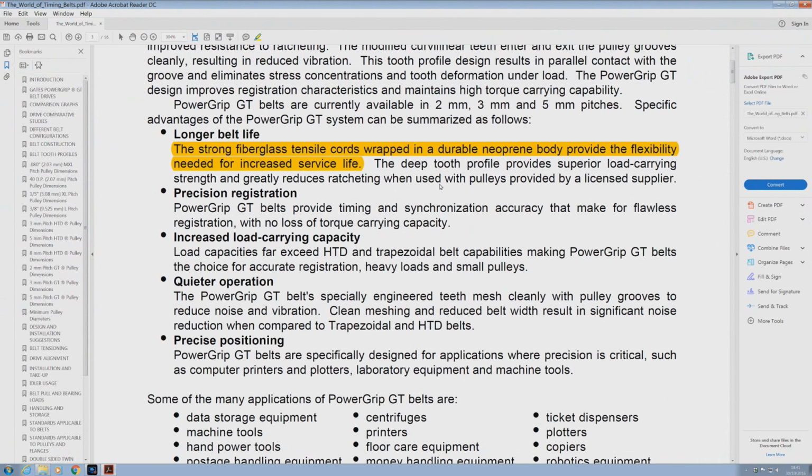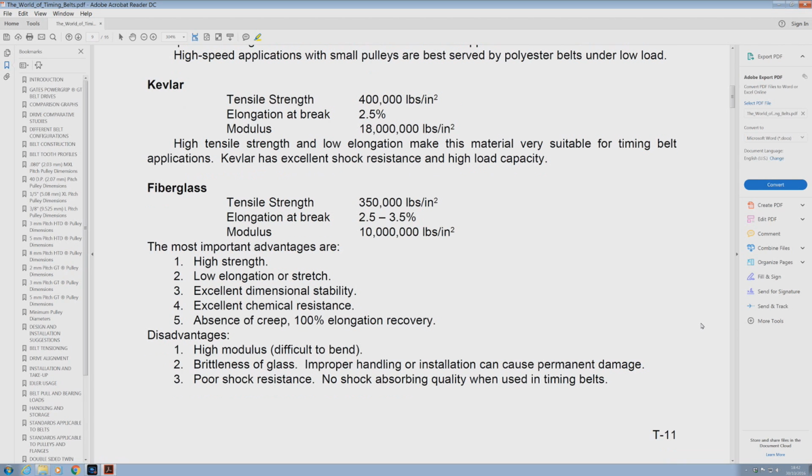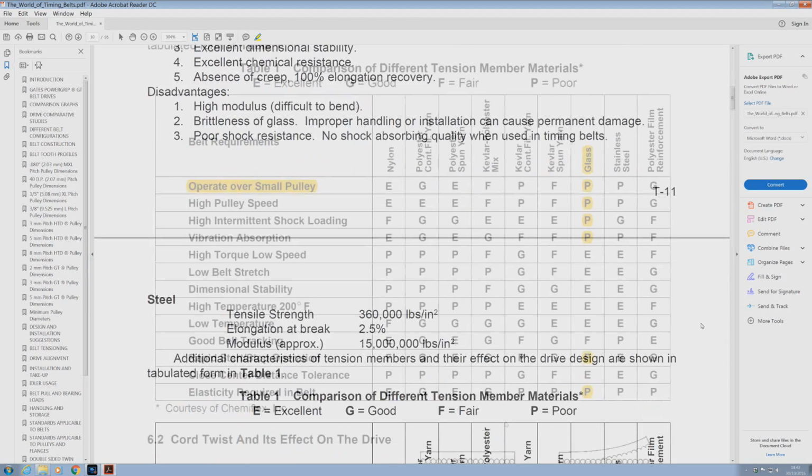I also suspect that when the designer of this machine sat down and chose this belt, he got as far as here and saw the strong fiberglass tensile cords wrapped in a durable neoprene body provide the flexibility needed for increased service life. Sounds like a good idea to use fiberglass cords. We find that they've got a very high load capability, in other words, they're capable of transmitting very high horsepower. It clearly says here high strength, low elongation or stretch, and excellent dimensional stability. So it would appear that these are just the job for our application where we want good positional control.